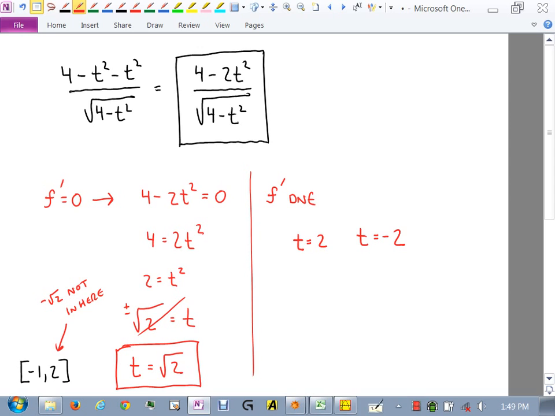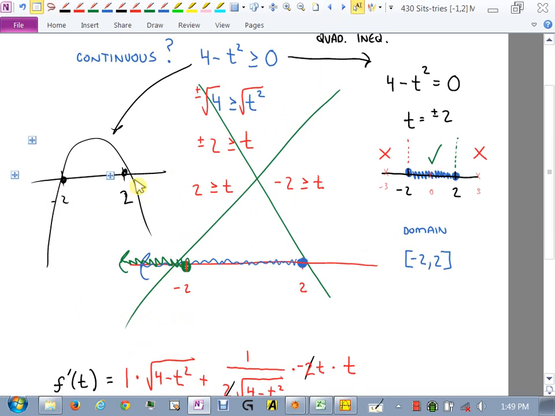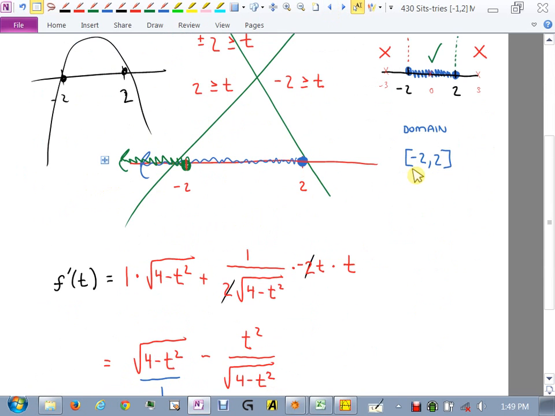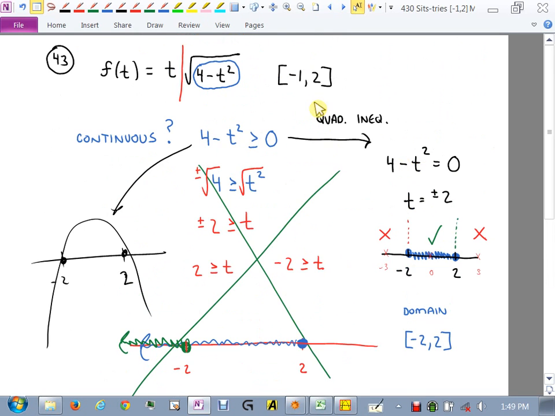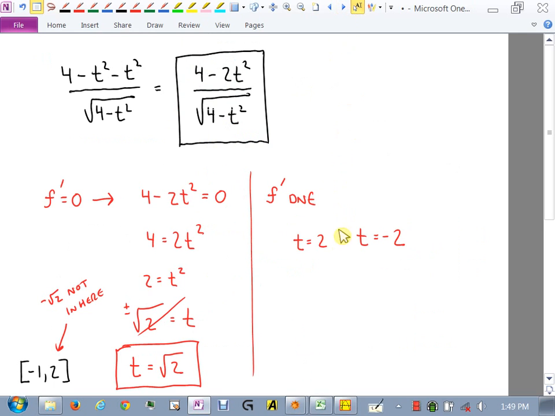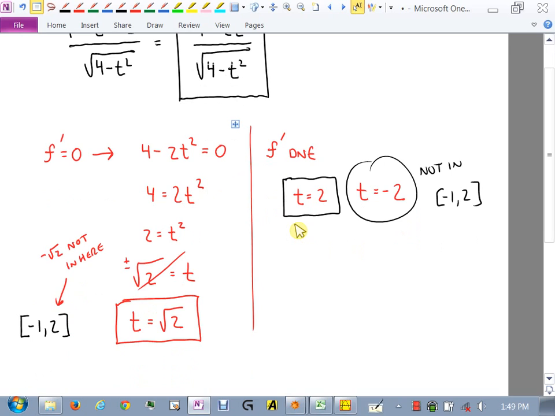I don't ever look outside the original domain. Look, the original domain right here, that was a domain. We don't ever consider anything outside of that. The interval -1 to 2, we ask ourselves, do these lie inside that interval? Well, -2 doesn't, right? That's not in the interval that we're looking at. But what about this one? Yes, it's an endpoint. So these are our two critical numbers, 2 and √2.